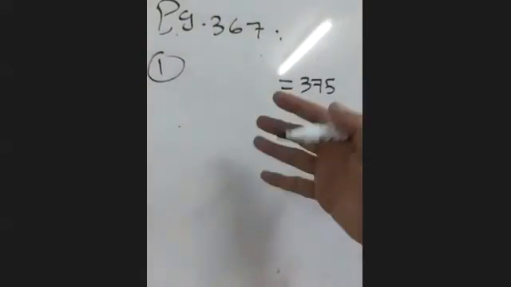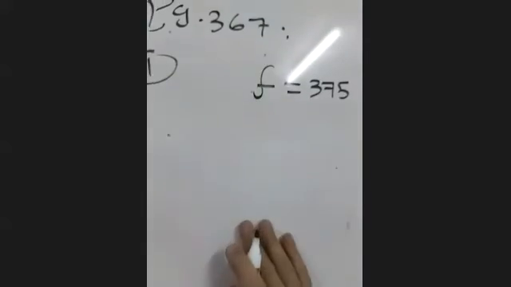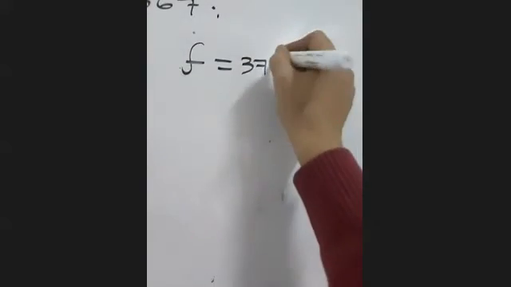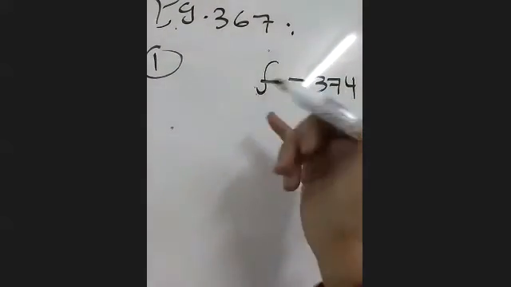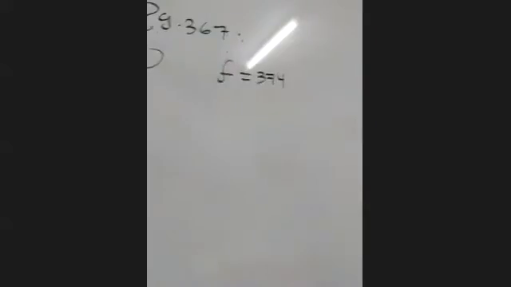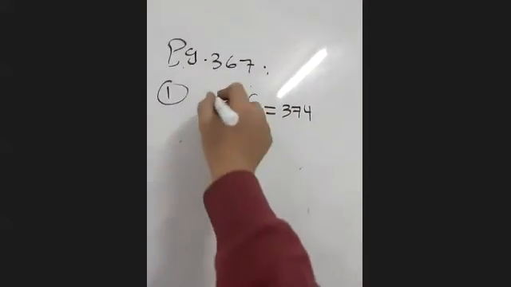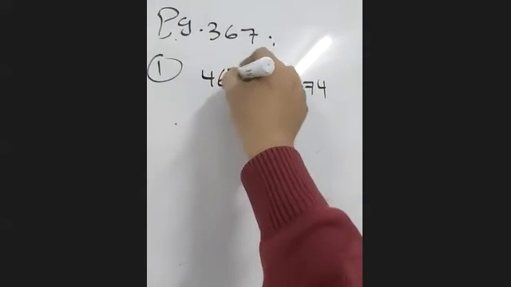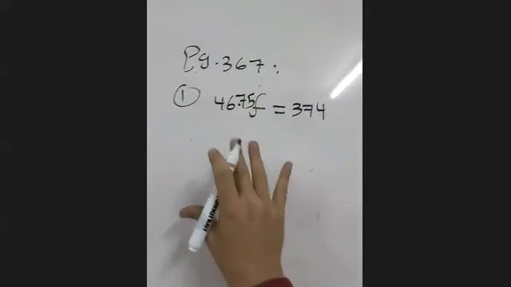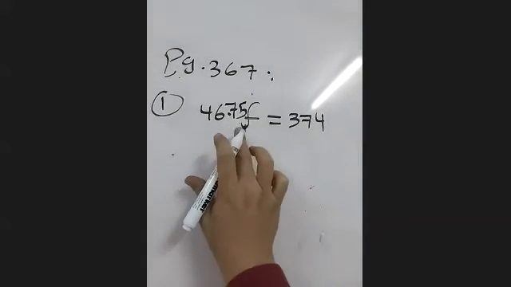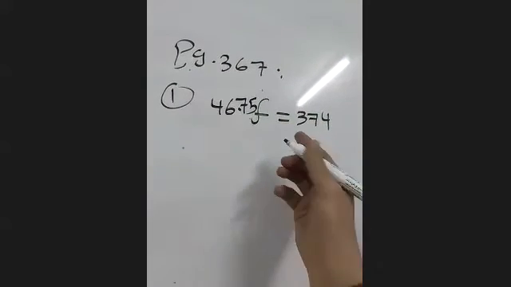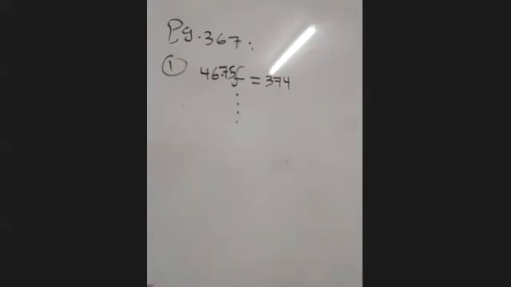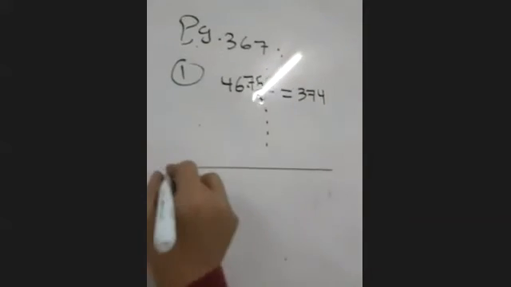So I will let F, for example, be the number of the friends. I'll let F be the number of the friends, okay? And each one of the friends will pay how much? 46.75. So the equation of question 1, 46.75F equal 374. What you will do in your home, you will solve it. Okay, this is equation 1.